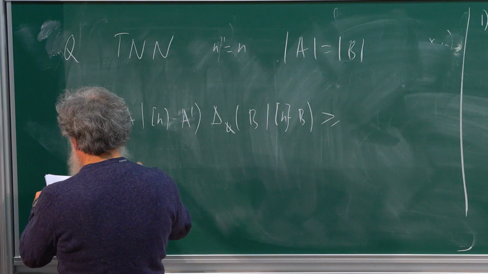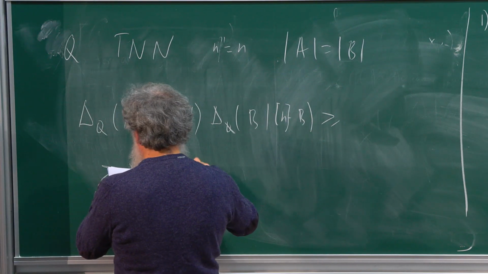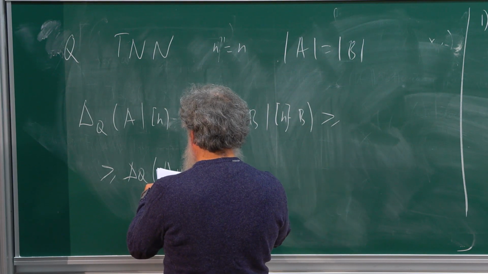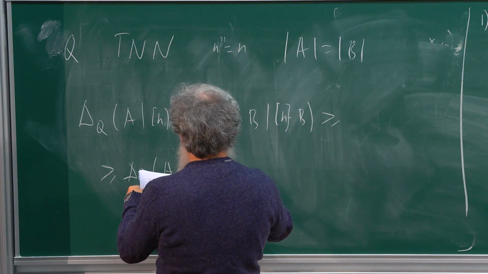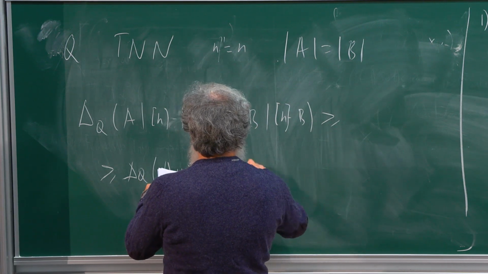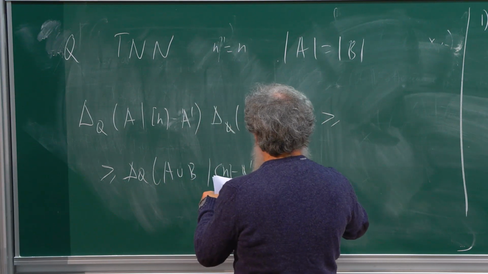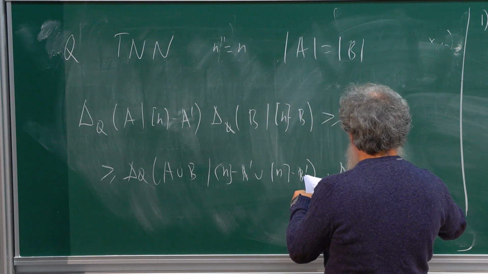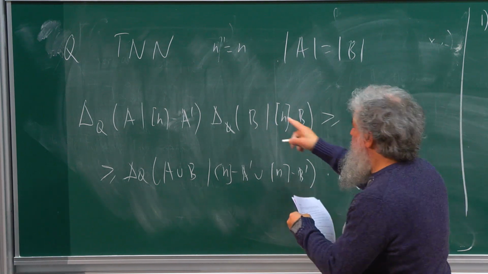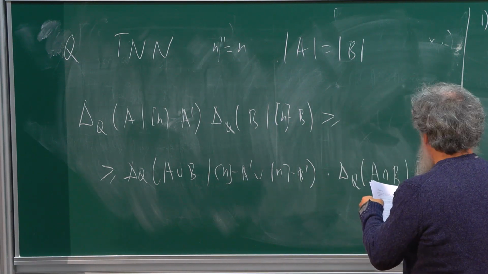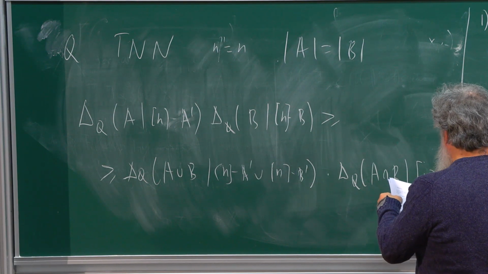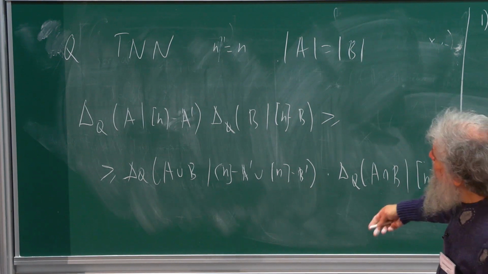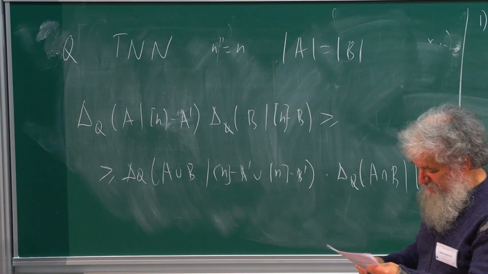So if we take Q of A union B, and here you take the union of these, so it would be n minus A prime union n minus B prime, and multiply by Q of A intersect B, and here you take the intersection of these rows, n minus A prime, n minus B prime. I forgot the name, but it's a very well-known thing.